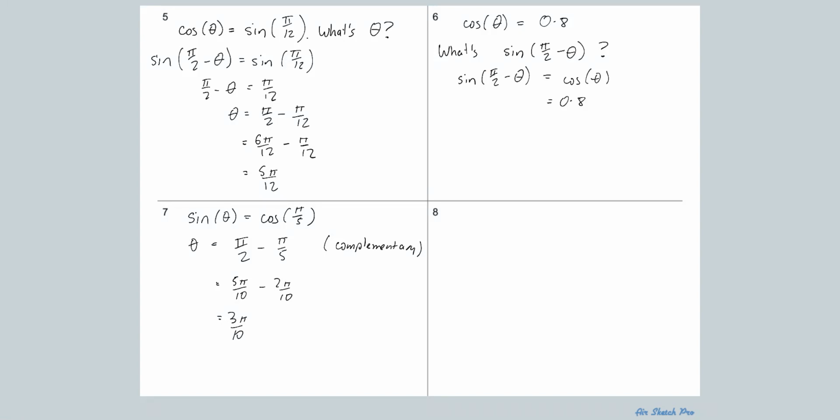Next one. I'm going to add one slight change and it will make a big difference. So I might even go to 2 minutes for you to solve this one. Sine theta equals cos pi on 5. Ready for the change? Got to watch carefully, otherwise you'll miss it. Sine theta equals negative cos pi on 5. What is theta?